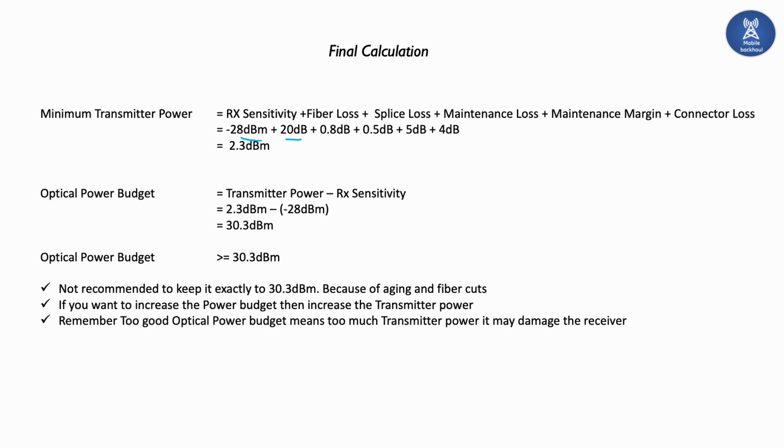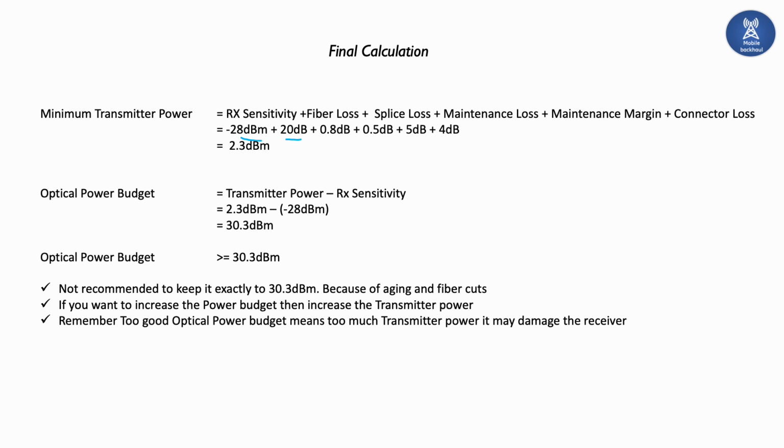Okay, once we sum up all those things, we will get the minimum transmitter power. Remember, it is a minimum transmitter power. Okay, then we will come back to optical power budget. We often hear this term, optical power budget. It is nothing but the difference between the transmitter power and receiver sensitivity. We know the receiver sensitivity, we know the value of transmitter power.